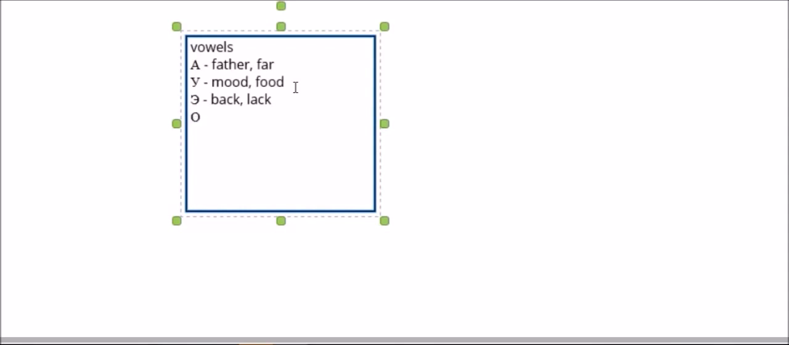Next is O, which looks like English O. Sounds almost the same, but there's no U in the end. It's a straight sound. O. Just O. Like in the English words bought, past form of buy, or thought, second form of think. O. Repeat.